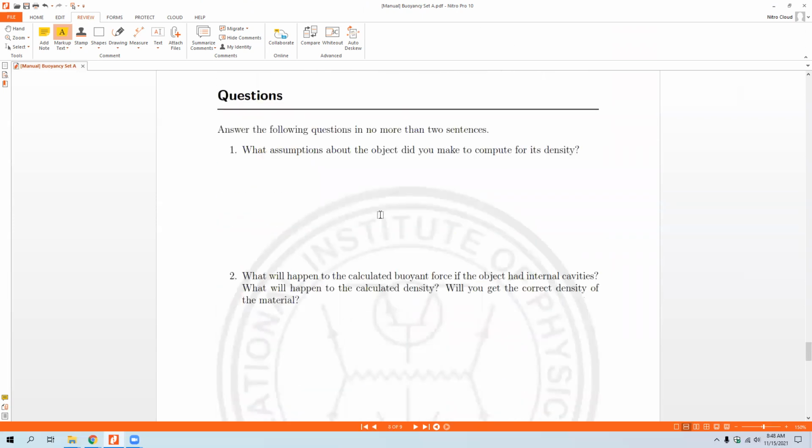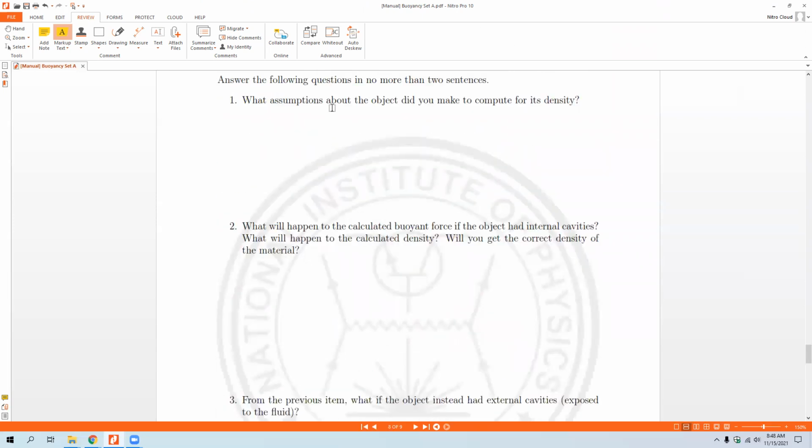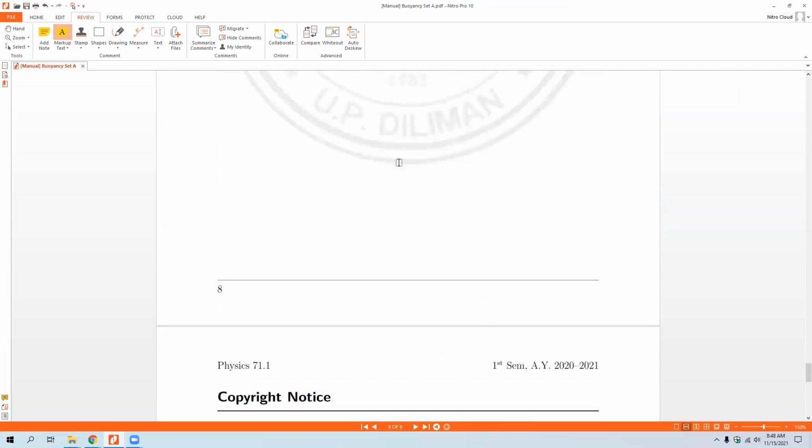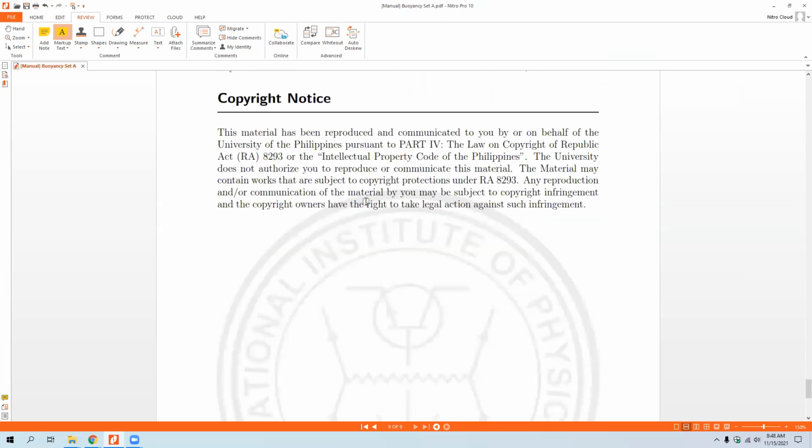So lastly, we have questions. So these are all about the densities of our objects. So here you will use concepts from your density lessons in Physics 71. So this concludes our discussion for experiment 6. So good luck with your experiments and thank you for watching.